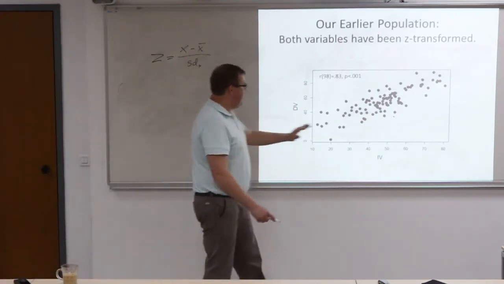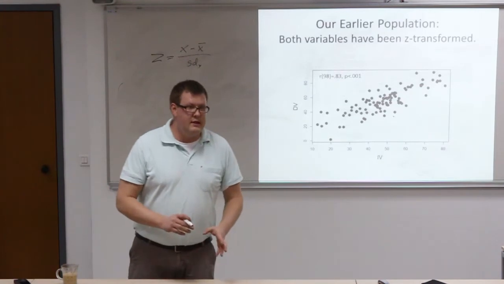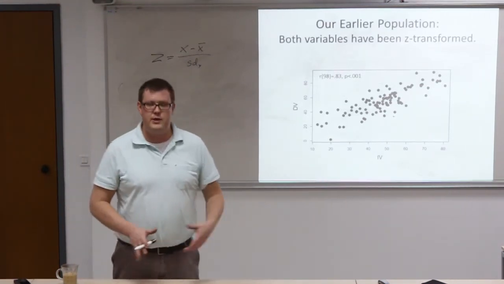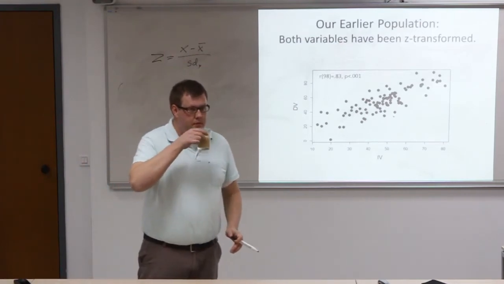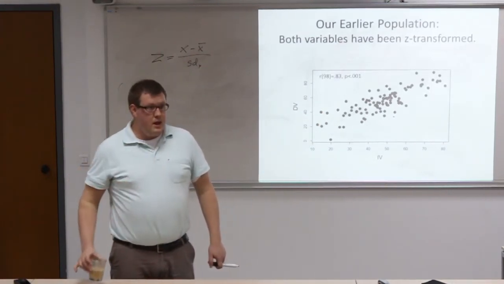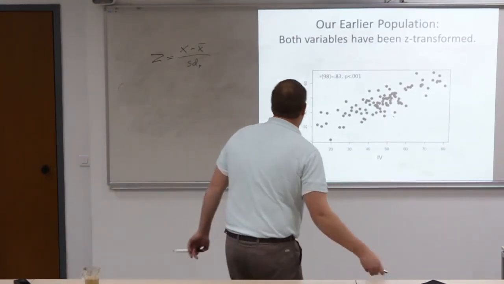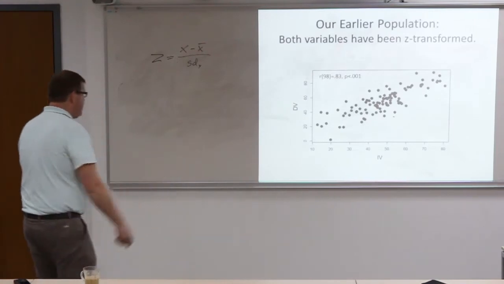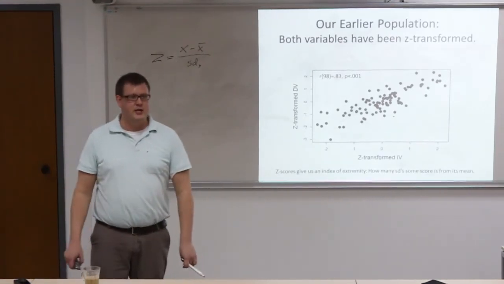And our independent variable, if we transform them into independent variable z-scores, what should we have? The mean should be 0. And the standard deviation should be 1. So let's do it. So there are the raw scores. Boom! Those are our z-transform scores.